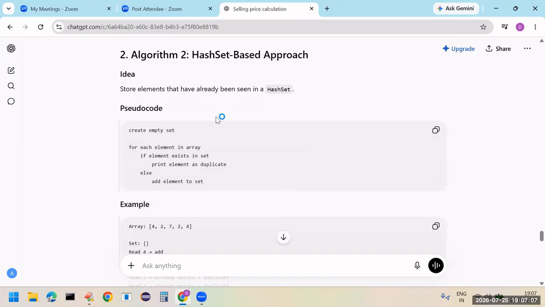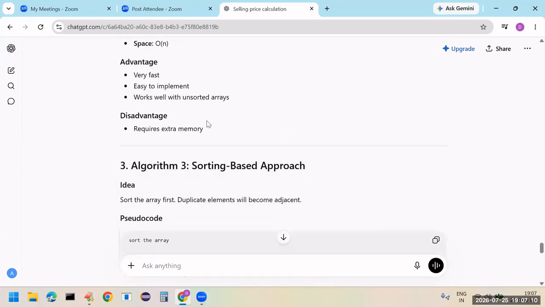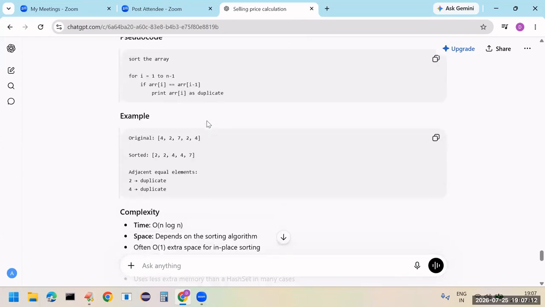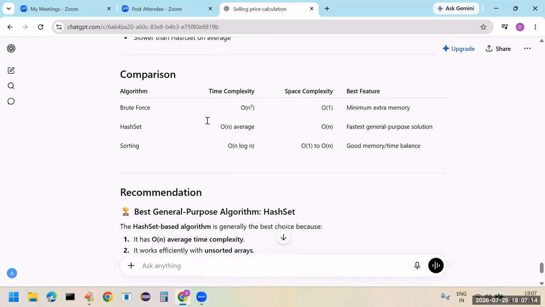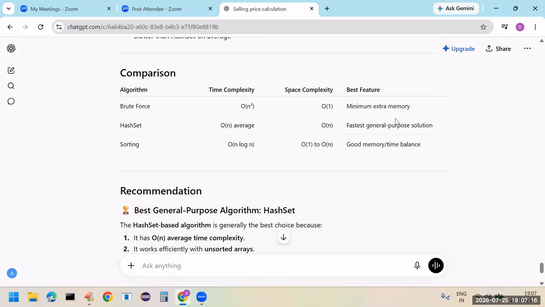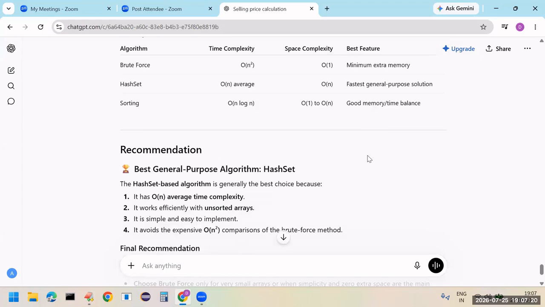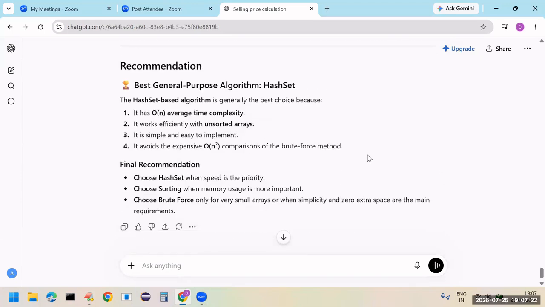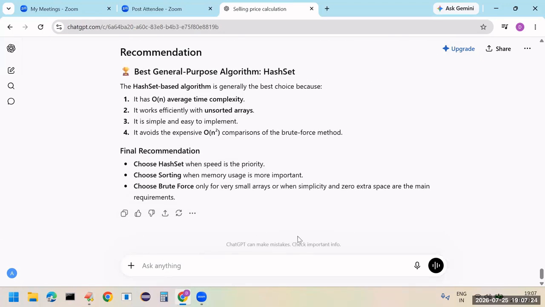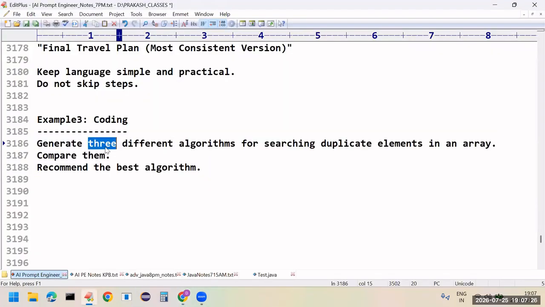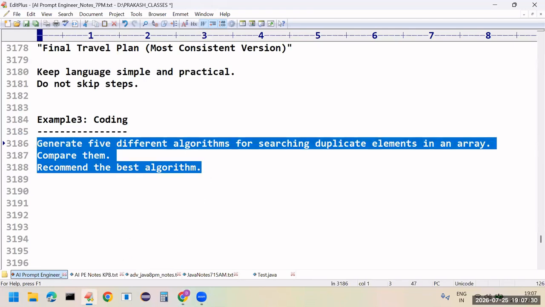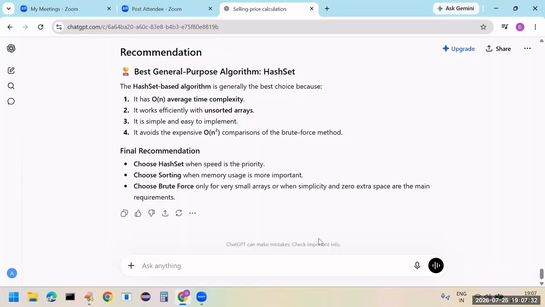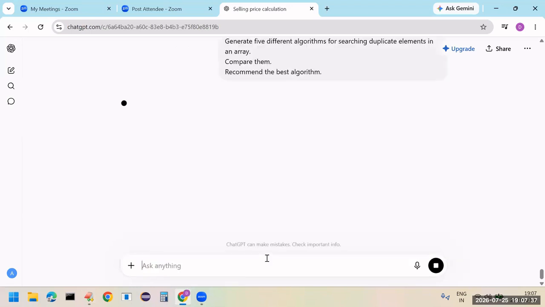Algorithm 2, hash set based approach. Algorithm 3, sorting based approach. Now comparison: brute force time complexity, hash set time complexity, sorting. Best approach: hash set. Maybe whether it is going to work or not, I will ask for five different algorithms. It will check whether there really are five different algorithms. We are not required to work.